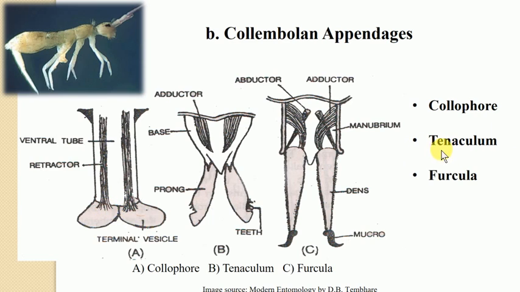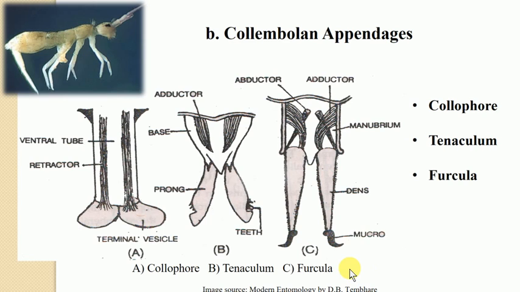Then the second one is a tenaculum. The third abdominal segment from the ventral side bears a minute median organ, and it is also known as the retinaculum, or it is also referred to as the hamula, or it is also known by the name tenaculum. Normally it is referred to as the tenaculum only.